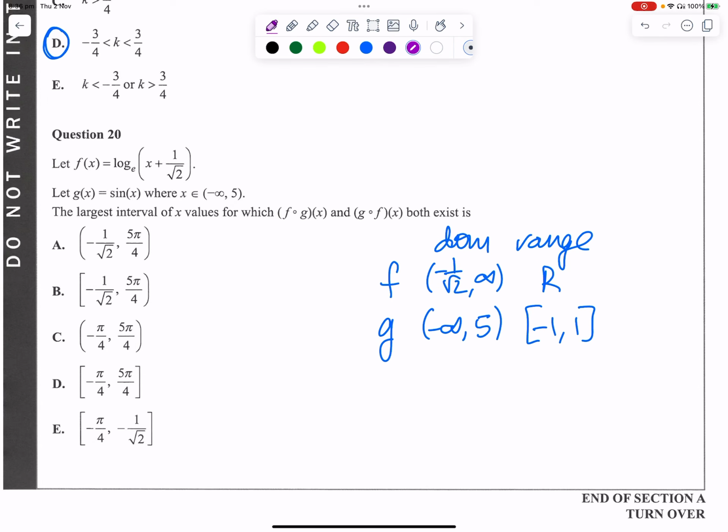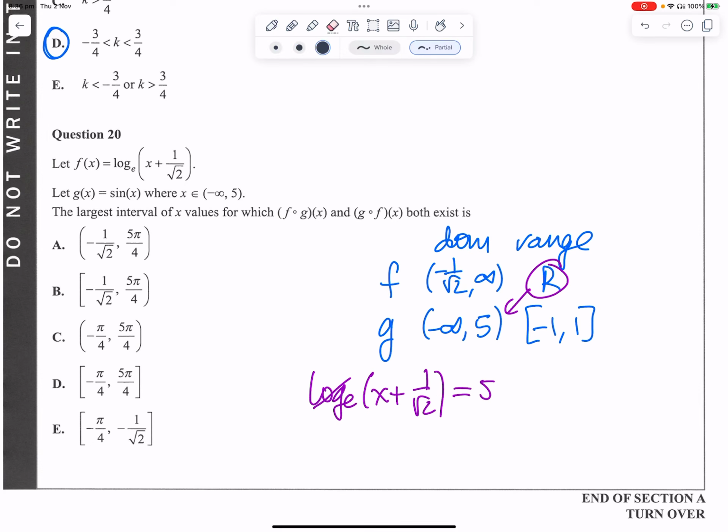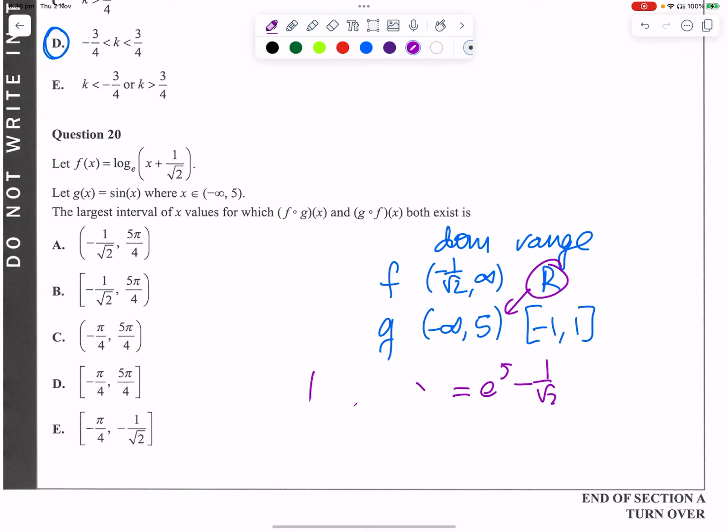So we know this function here, for that to fit into there, that's got to be less than 5. So log e of x plus 1 on root 2, if I let that equal 5, we would get e to the 5 minus 1 on root 2. That's what x is. So that would be my upper bound here, e to the 5 minus 1 on root 2.